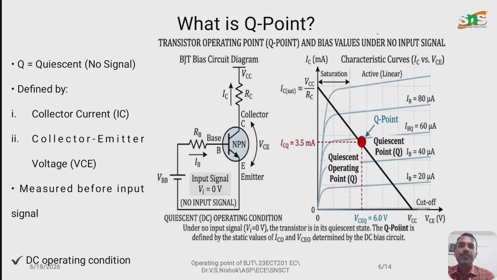For example, a car is standing in the traffic signal, so it is having some starting point. The same thing is applicable here. Before giving any AC input signal, there is a starting point of the transistor. That is the DC condition. That is called an operating point or operating condition.